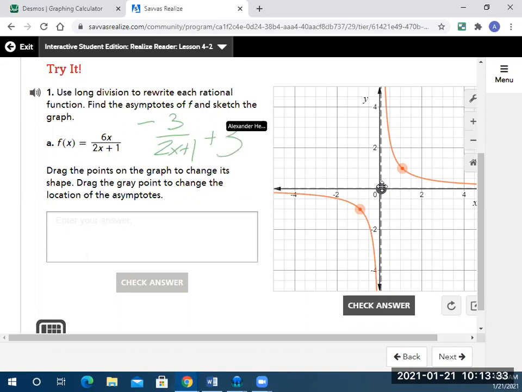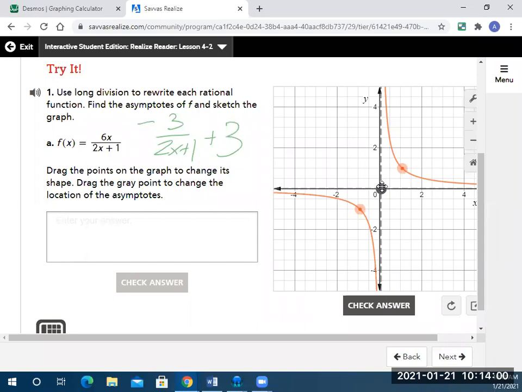What is the domain here? It's not negative 1. Negative half, right? x does not equal -1/2. Does everyone understand why our domain is x does not equal -1/2? If you were to plug in -1/2 for x, what would you get?